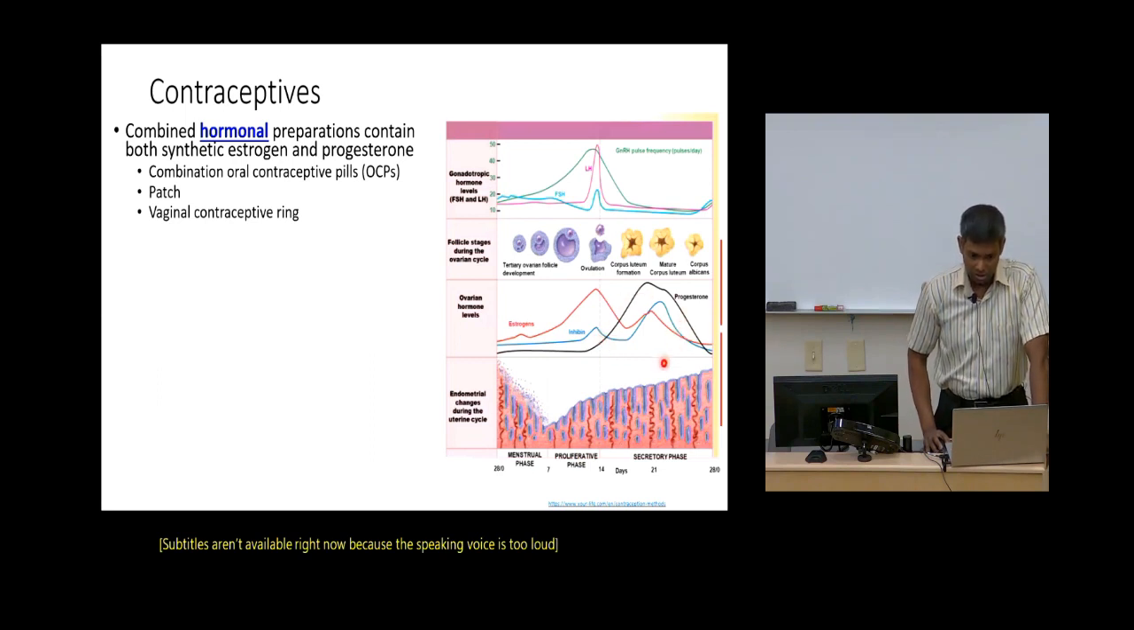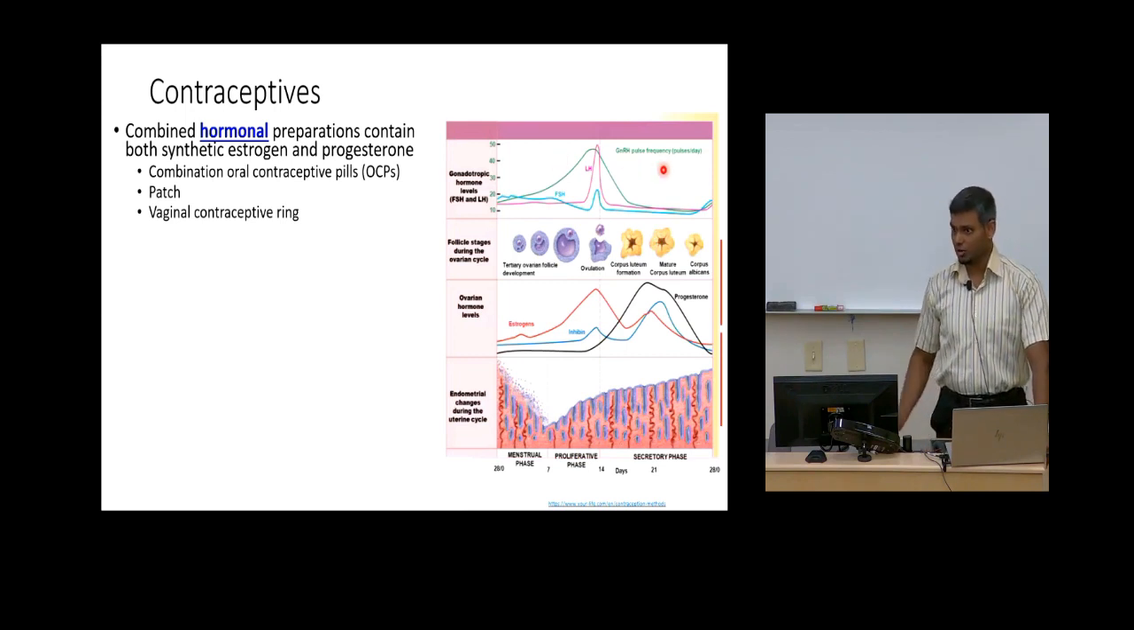And then progesterone, on the other hand, has a negative feedback effect on the GnRH, gonadotropin releasing hormone, which when suppressed will decrease the FSH and LH levels. So without that, you will not be able to have folliculogenesis or even ovulation.